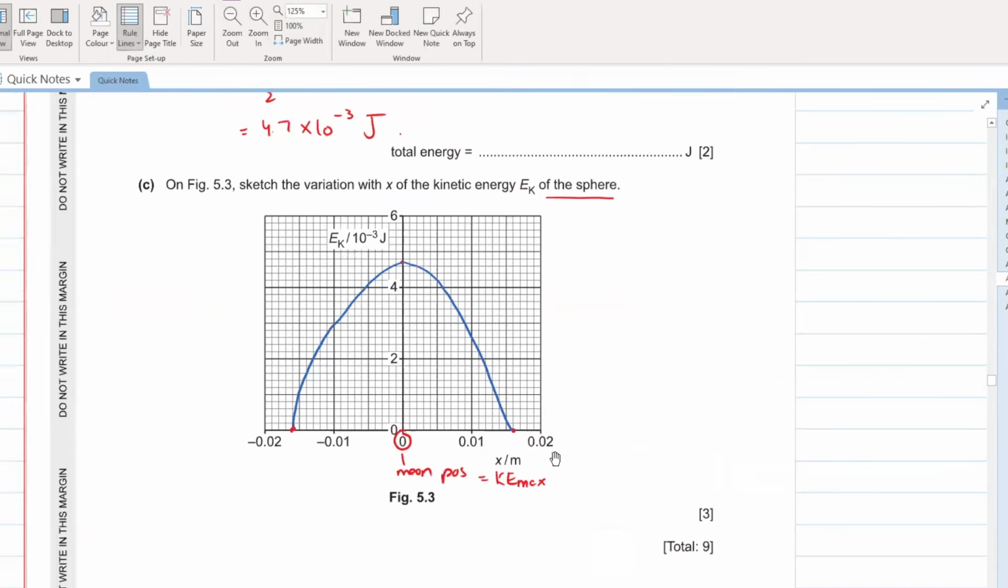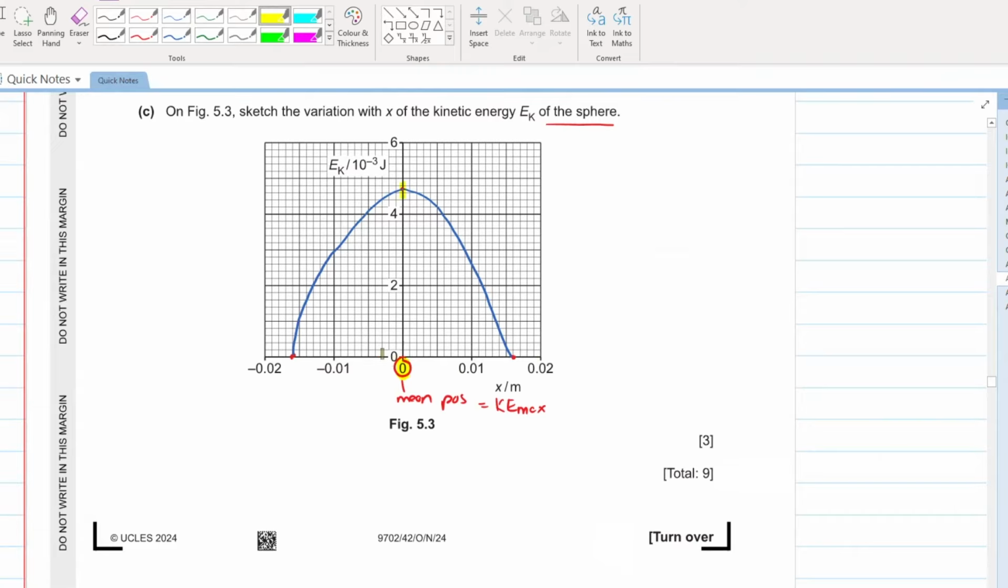In the graph, at the mean position, at the displacement of 0, you will have the maximum kinetic energy. Here 4.7. At the extreme positions, that is here and here, your kinetic energy will become 0. Simple. This is basic logic that we have studied in simple harmonic motion. At extreme positions, your kinetic energy becomes 0. At mean position, your kinetic energy is maximum. Perfect. Let's further move ahead.